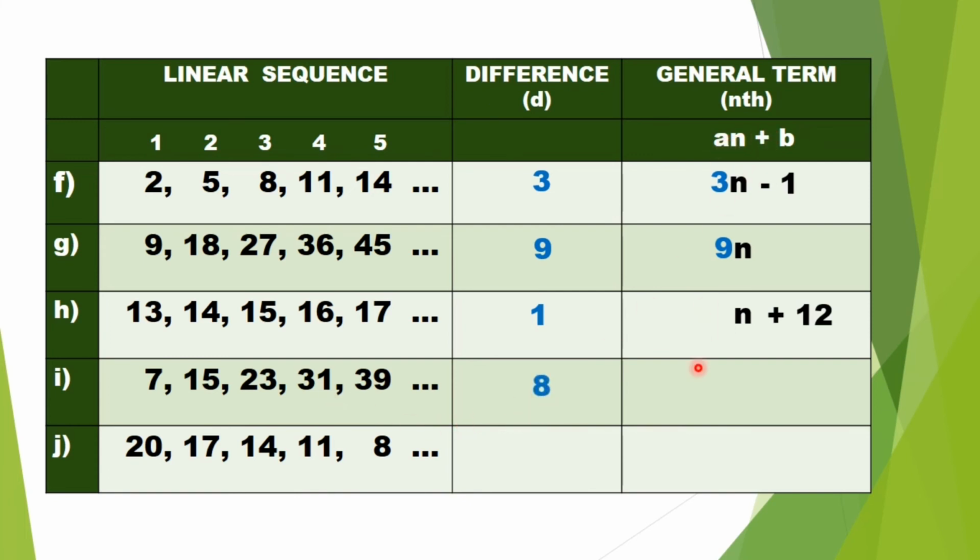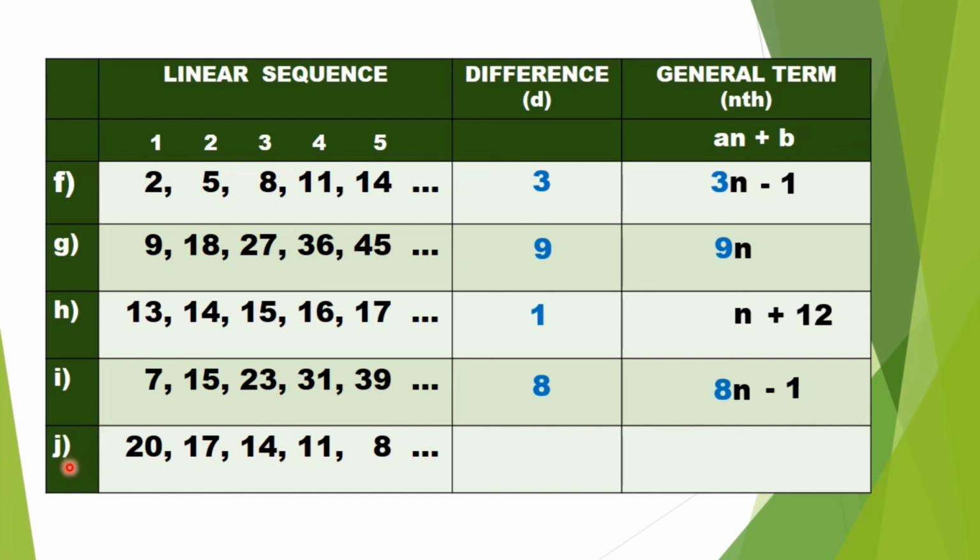Substitute to a, we have 8n. First term here is 7, so we subtract 1. Because if n is 1, 8 times 1 is 8, minus 1 is 7.